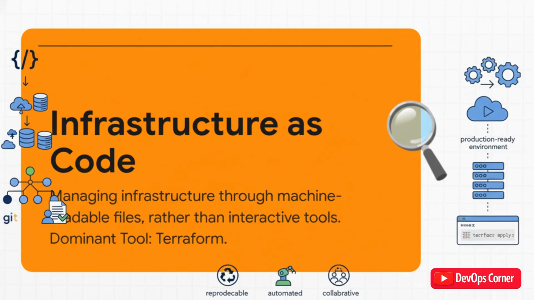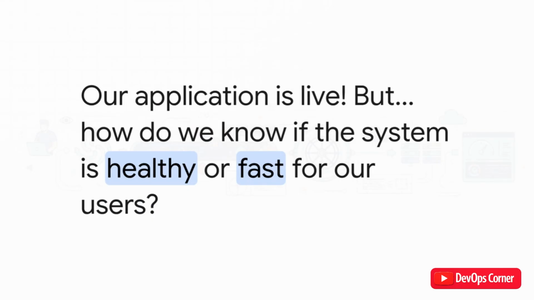It's a game changer. Okay, let's just pause and take a breath for a second. Look how far we've come. Our developer's code is in Git. A CI/CD pipeline automatically builds and tests it, producing a Docker container. Kubernetes is running that container at scale on cloud infrastructure that we provisioned with Terraform. Our application is live, serving real users. We're done, right? Not even close.